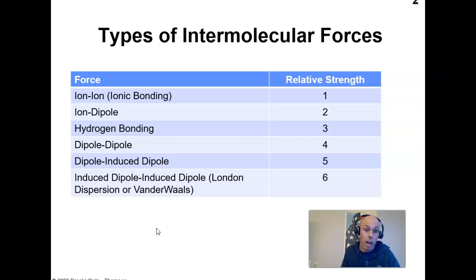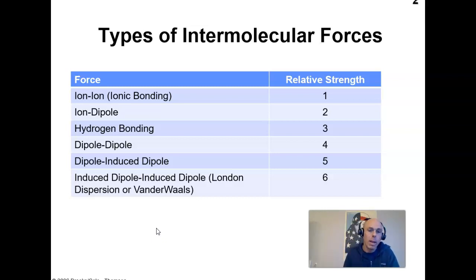The smaller the ions, by the way, and the more charged those ions are, the stronger the ion-ion forces and the stronger the ionic bonds. Next strongest are ion dipole forces. These are forces between ions and polar molecules, which we'll talk more about in our book in a bit.